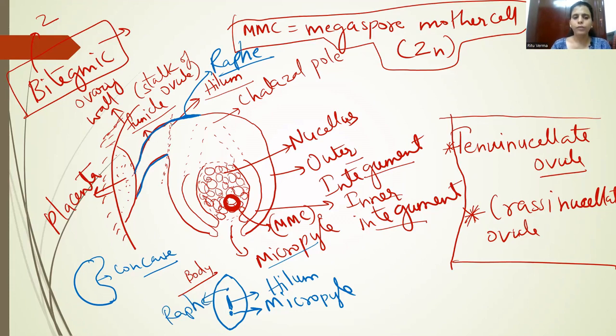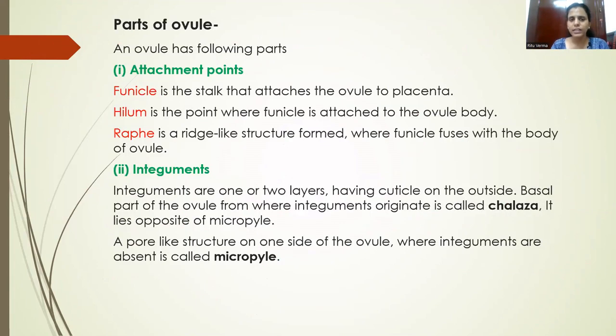Raphe is nothing but the extension of the stalk on the body of the ovule, the little extension of the stalk on the top of the body of the ovule. This can be easily observed in bean seeds, the rajma seeds which we eat at our home. So let's quickly revise the function of these parts of the ovule.